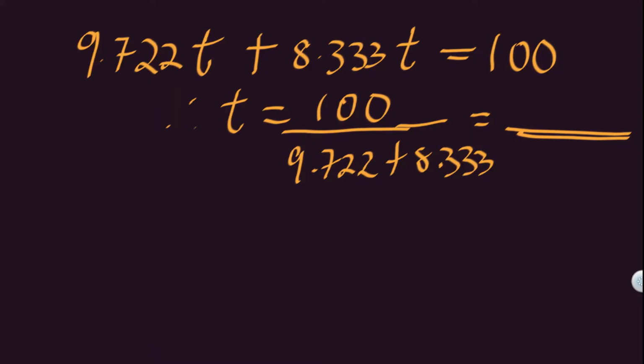So we're dividing our 100 by 9.722 plus 8.33. We get 5.539 seconds. This is our t. It means Sipho was walking for 5.539 seconds. The same applies to Sihle, the same applies to Bingo. So we now also know the time that Bingo was doing the back and forth running. We are going to use that to calculate the distance covered by Bingo. So let's go to Bingo now.